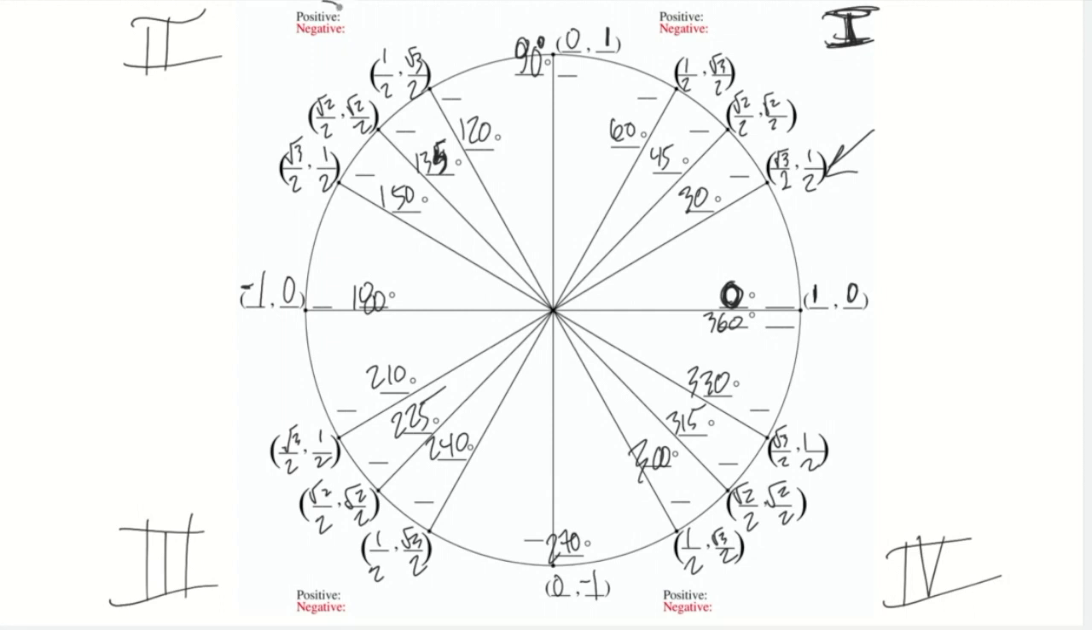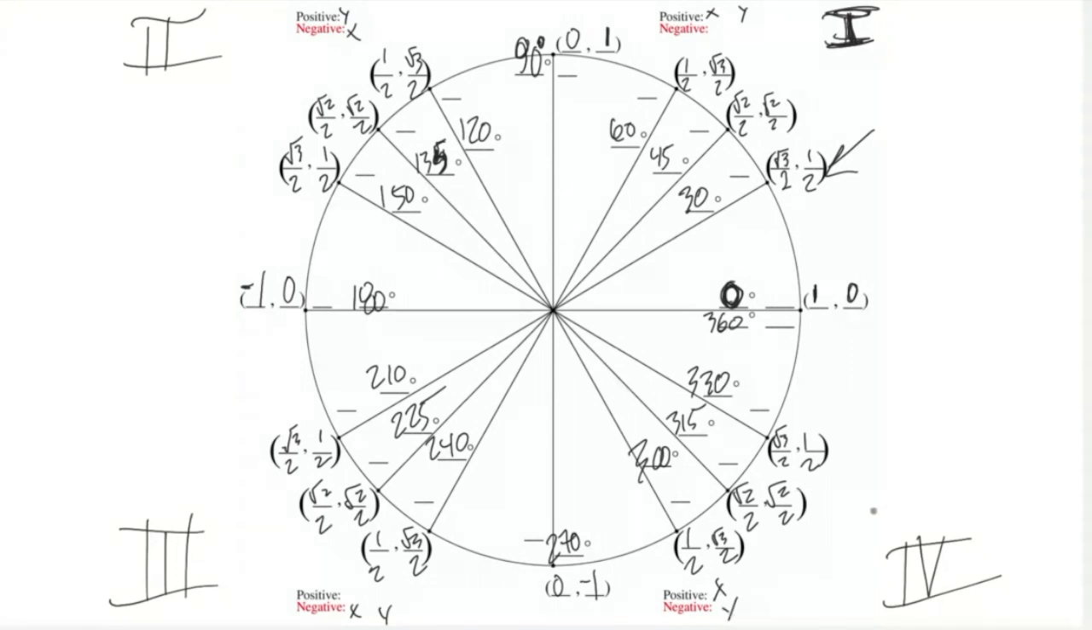Well, notice these here. We need to know which ones are positive, which ones are negative. In quadrant 1, everything's positive, x and y. In quadrant 2, x is negative, y is positive. Quadrant 3, they're both negative. Quadrant 4, x is positive, y is negative.